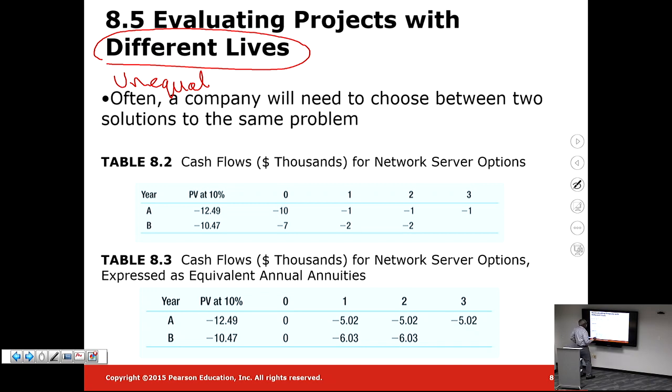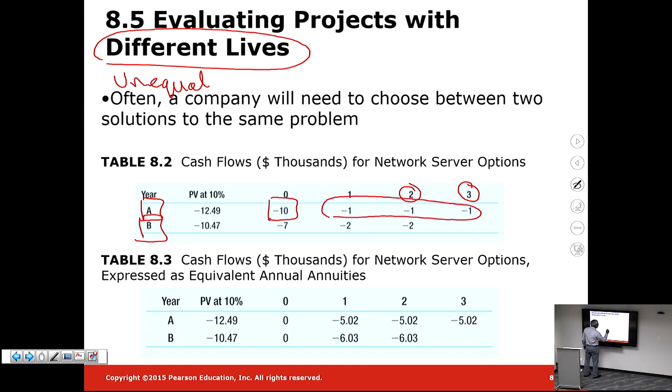So the example that we are working out over here is an interesting one. They are not just projects with unequal lives. We're comparing project A with project B. Project A has a life of 3 years, project B has a life of 2 years. So really, I cannot directly compare them. Project A has an initial investment of minus 10, or $10, followed by further negatives.